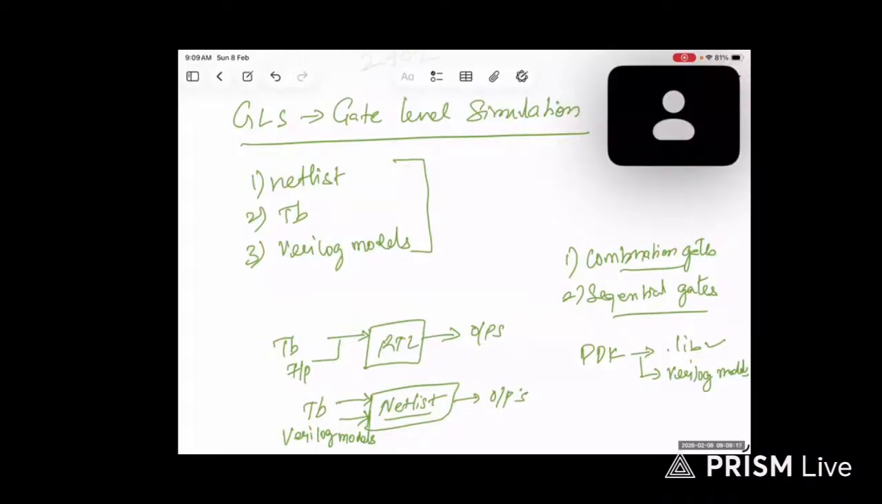Otherwise, whatever is there in the netlist, the D flip-flop or the inverter, is meaningless. It doesn't show any meaning in doing a simulation. It will say that it is not able to find out what this D flip-flop means, what this inverter means, what this AND gate means. So for doing simulation, you need the corresponding Verilog models for all the cells that are there in the netlist. Any doubts?